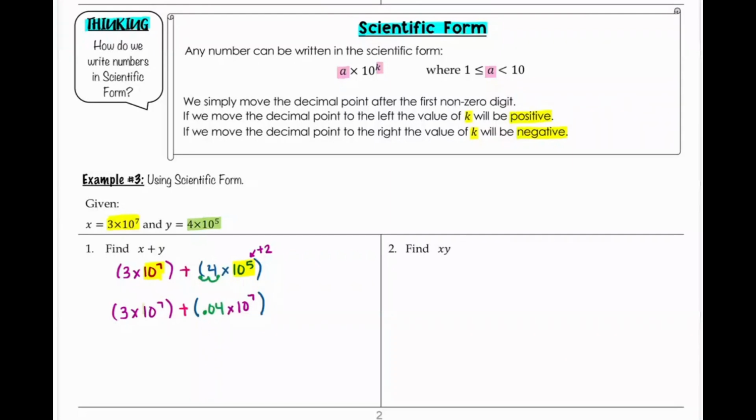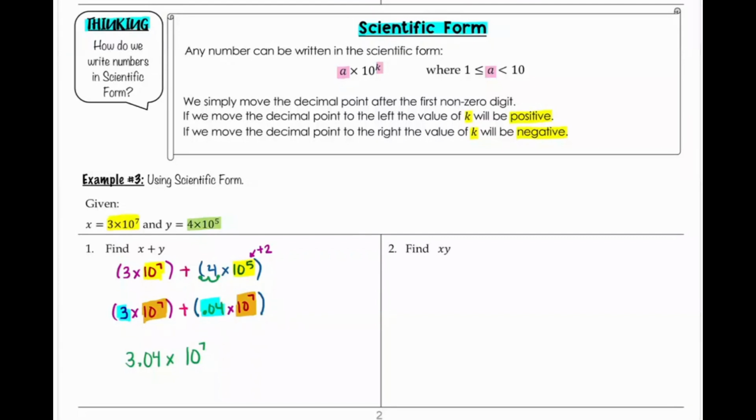Now that I have 10 to the 7th power, both like, I am going to keep it. And what we are going to do is add my numbers in front. So I'm adding 3 with 0.04, which would just be 3.04. Now, if you do not want to do this, you do not have to do it. You can always expand and add and then just rewrite it back to scientific notation. A little more work, but also doable.